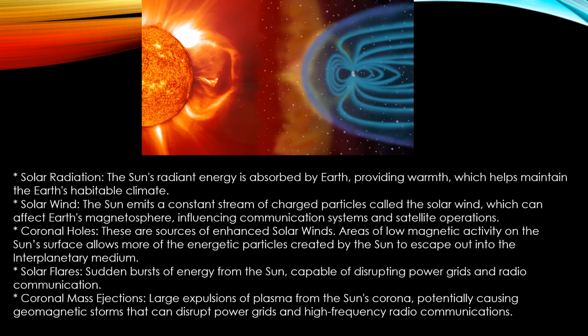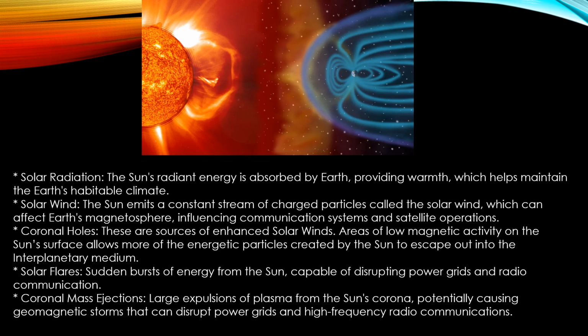Solar wind. The Sun emits a constant stream of charged particles called the solar wind, which can affect Earth's magnetosphere, influencing communication systems and satellite operations. Coronal holes. These are sources of enhanced solar winds. Areas of low magnetic activity on the Sun's surface allow more of the energetic particles created by the Sun to escape out into the interplanetary medium.